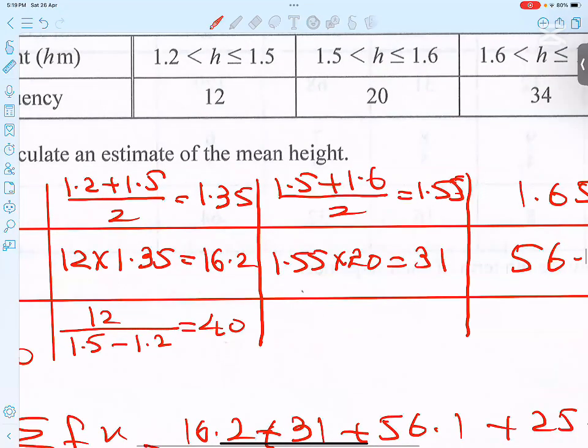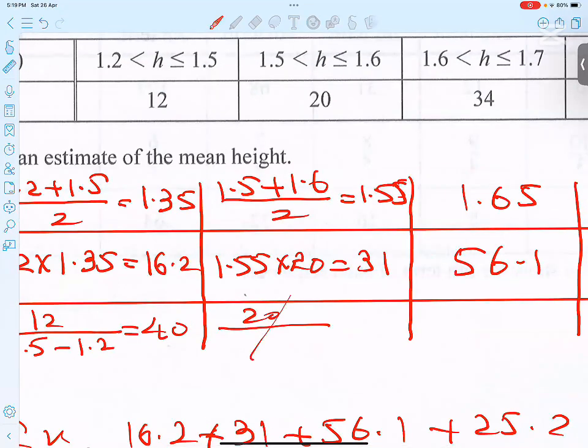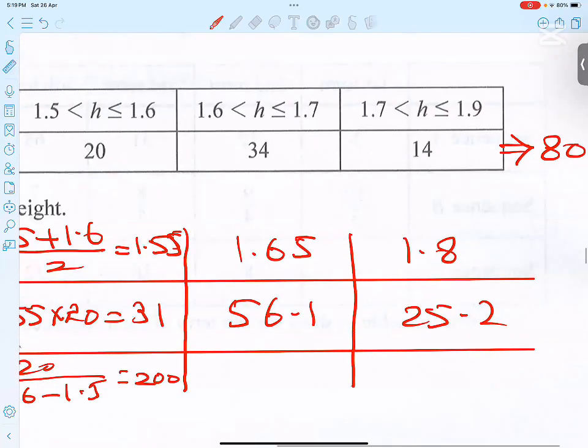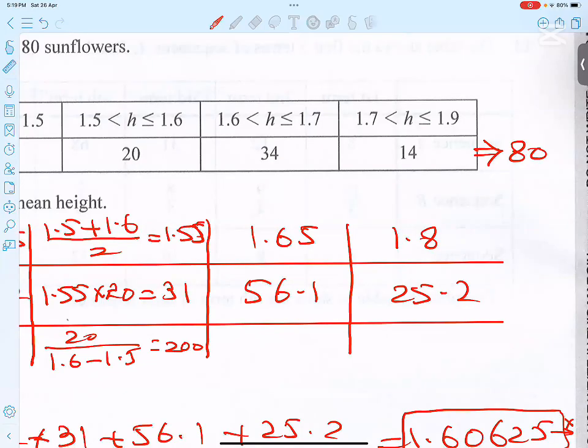Next one, I'm telling directly: 20 divided by the gap, and the gap is 1.6 minus 1.5, so 0.1. So 20 divided by 0.1, I get 200. And next one, I'm showing directly 34 divided by 0.1 once again, because the difference is 0.1. So I got 340. And last one, finally, 14 divided by 0.2. I got 70. So I hope the point is very clear.